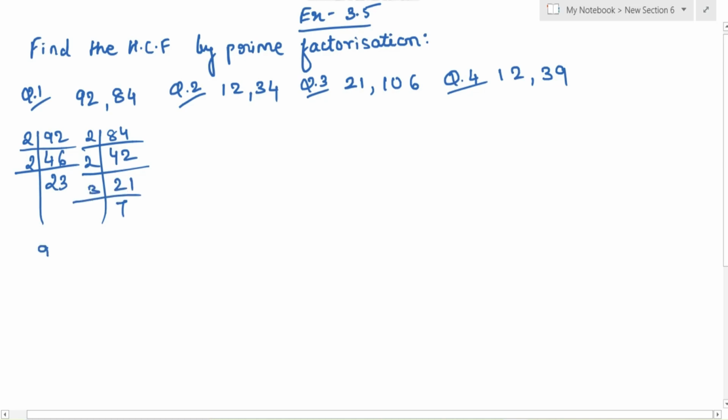Now we will write down their common factors. That is the prime factorization of 92 is 2 into 2 into 23, and the prime factorization of 84 is 2 into 2 into 3 into 7.